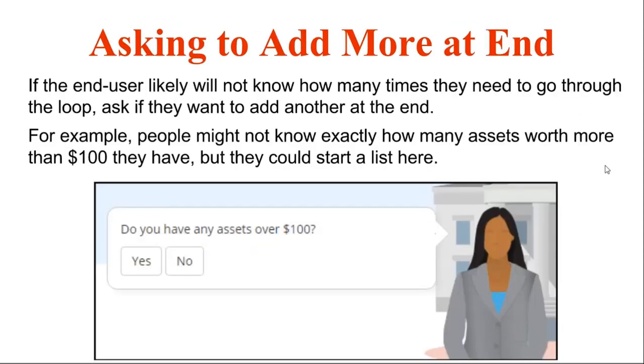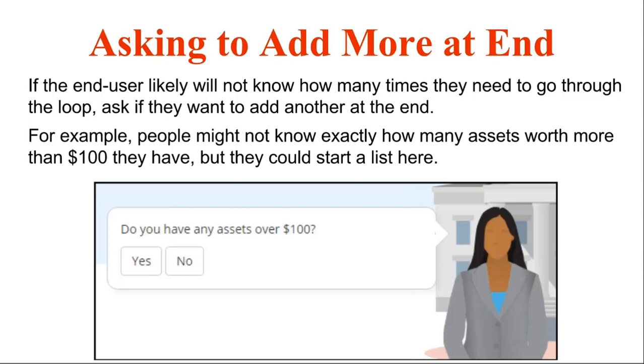The second way of doing repeat loops is asking to add more at the end. You use this when an end user is likely not to know how many times they have to go through the loop, and you ask them if they want to add another one at the end. So for example, many people don't know offhand how many assets over $100 they have.